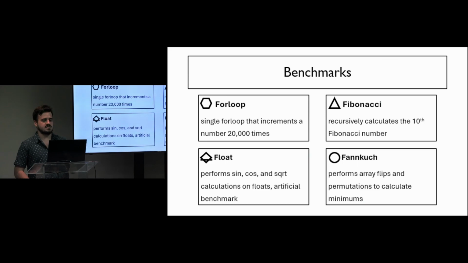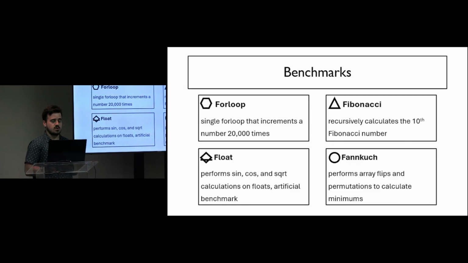So Fibonacci, float, and func all come from the PyPerformance benchmarks for CPython. These are all just taken straight from there. The float function performs sine, cos, and square root functions on a float, so it doesn't do anything really meaningful, just a bunch of maths to see how fast it goes.